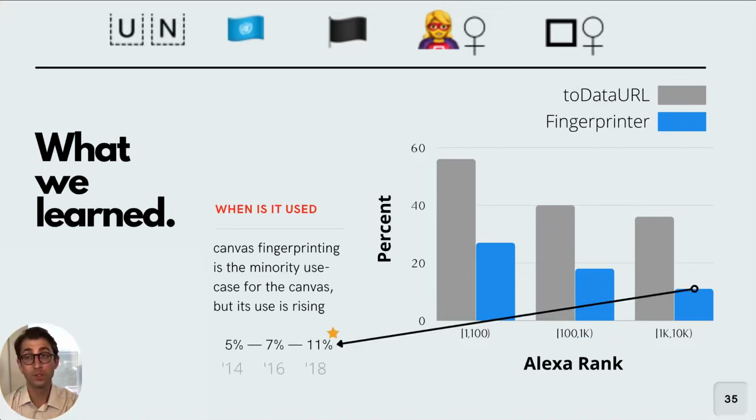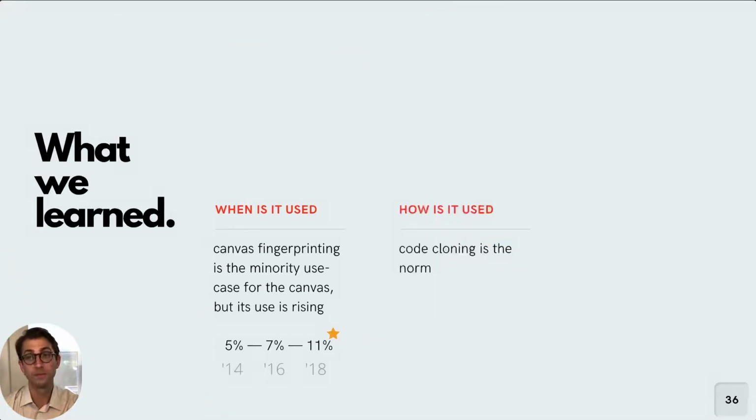What this chart also allows us to see is that when we compare this result with prior work, we find that there's a trend that's rising. So in 2014, previous work found that 5% of websites that were in this interval, the 1K to 10K range, used ToDataURL for a fingerprinting purpose. In 2016, this number was updated to just 7%, and our original scrape in 2018 showed that 11% of these websites were using ToDataURL for fingerprinting. So even though canvas fingerprinting is a minority use case here, its use is rising.